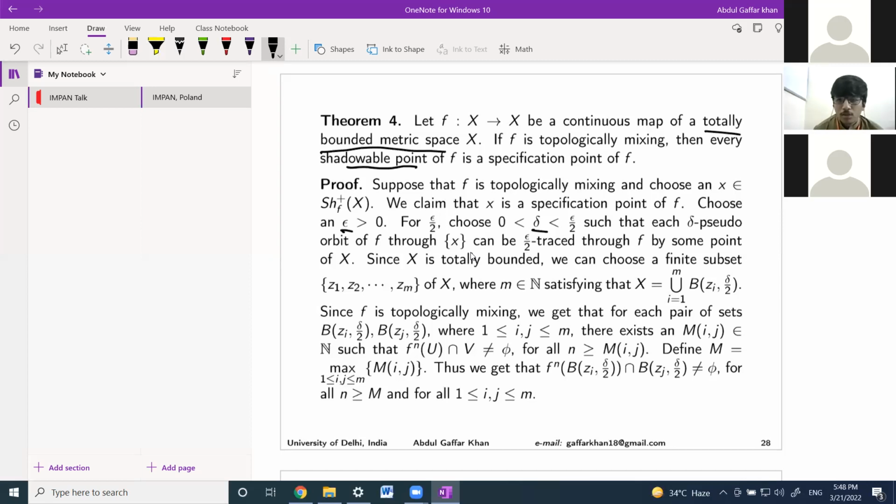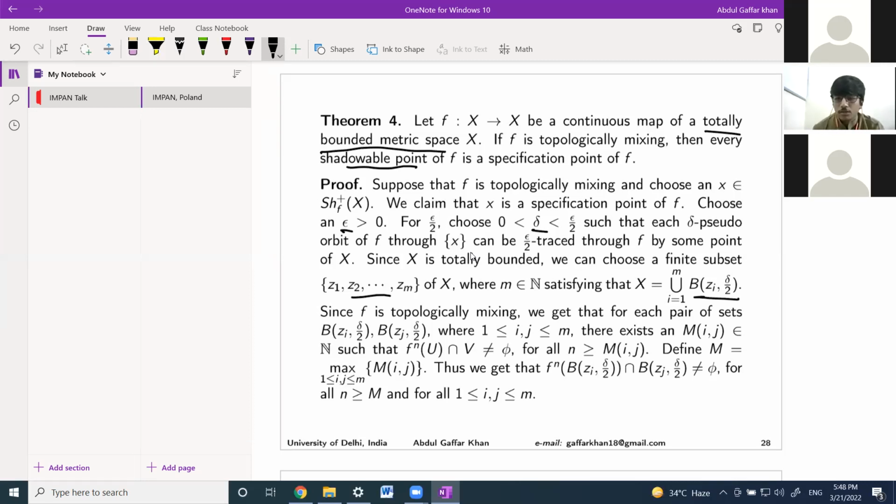So X is totally bounded, so we can choose a finite subset such that the balls centered at z_i of radius delta by 2 will form an open cover for X. Now since f is topologically mixing, f^n(U) ∩ V is non-empty for every pair of non-empty open sets except for finitely many times.